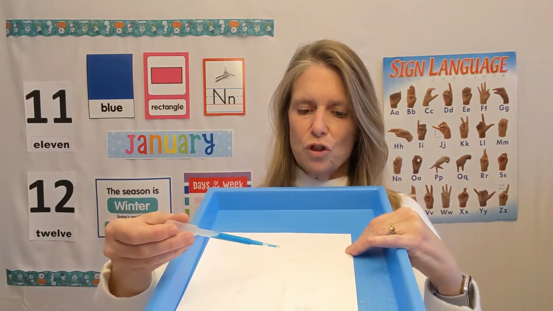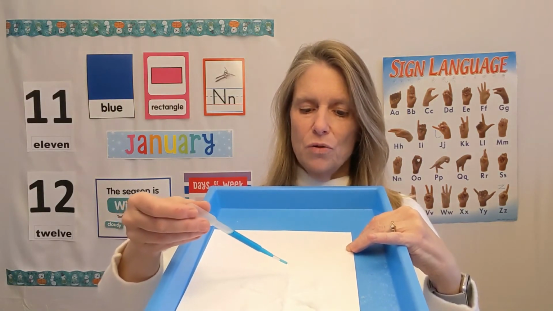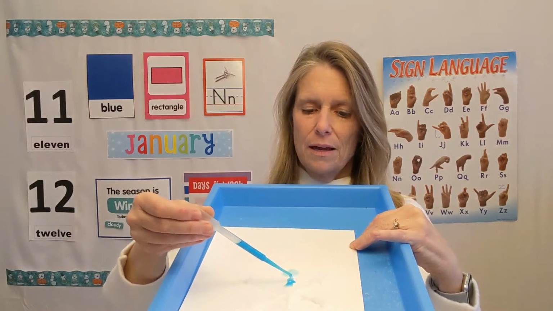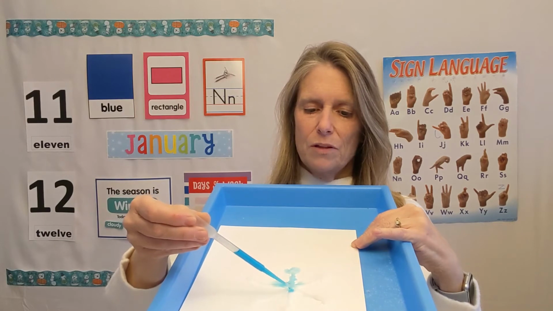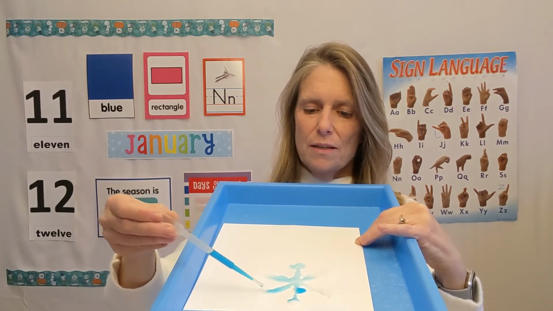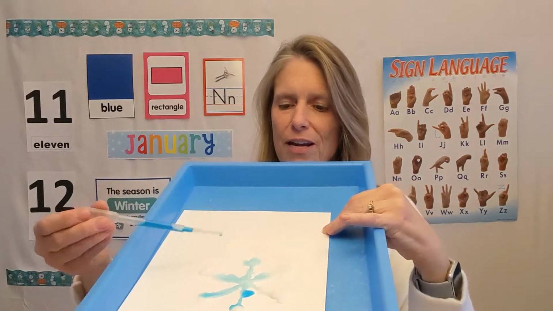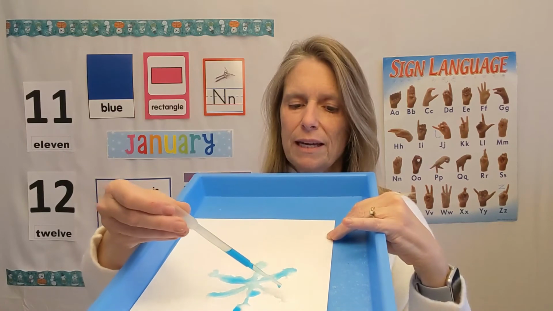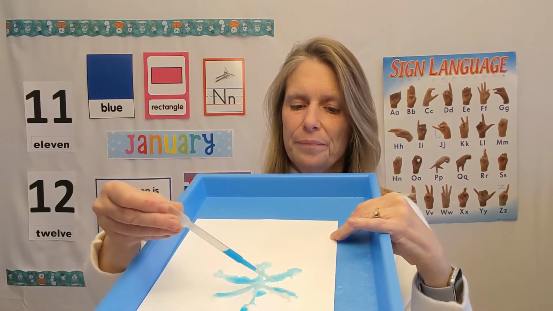I'm going to slowly, I don't want to do too much. I'm just going to start dropping it. Well, my glue is not completely dry yet. But what happens is the salt, you see it starting to turn? The salt that I put on there will make it look crystally like a snowflake.